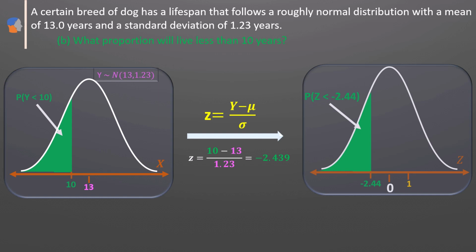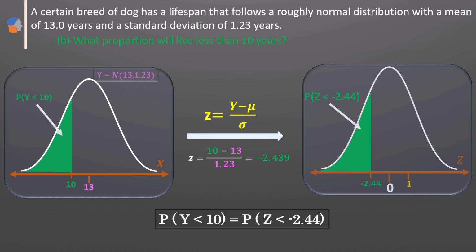Because the standard normal table, that means the z table, gives the values to 2 decimals. That's the reason we always use 2 decimals, but first we need to calculate the z value to 3 decimals. Now you know again these two areas should be the same. That means the probability of y less than 10 should be the same as the probability of z less than negative 2.44.